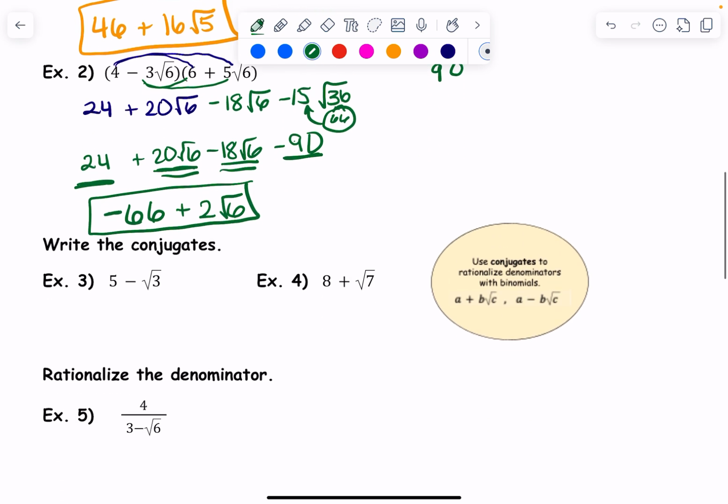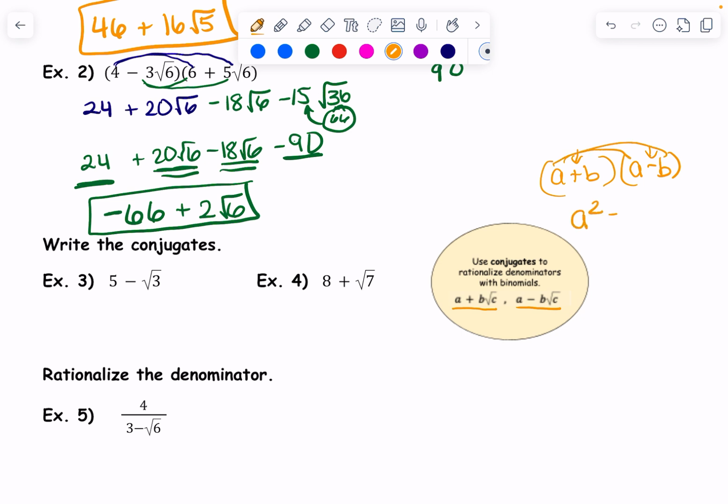Okay, so let's talk conjugates for a minute. So conjugates are like, if I have a plus b radical c, I'm going to have a minus b radical c. We use conjugates because if we have something and multiply it by the conjugate, the opposite sign, we're only changing the sign. We're not doing the opposite of the whole thing. When we do this, we end up with a squared minus ab plus ab. You can see how that middle term just goes away, and then minus b squared.